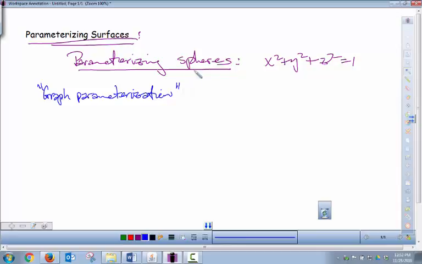And what I'll do is I'll use x and y's, and then I'll have you think about how to change this into u's and v's. So the graph parameterization for this would be x equals x, y equals y, and z equal to, now you're going to need to solve for z here. It's going to be the square root of 1 minus x squared minus y squared. So this would be what's called the graph parameterization.